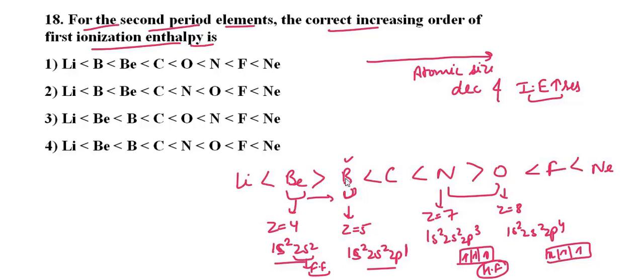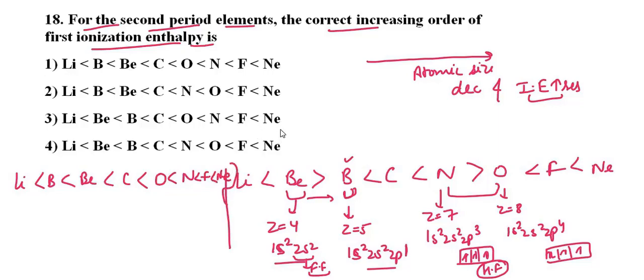Now the two orders are different here. Beryllium has greater ionization enthalpy than that of boron, and here also nitrogen has greater ionization enthalpy than that of oxygen. So when we write the exact order here, then lithium has ionization enthalpy less than that of beryllium, and beryllium is greater than lithium as well as boron. So beryllium comes after boron, then carbon. Now after carbon, oxygen, and then nitrogen. After nitrogen, fluorine, and the last one is neon.